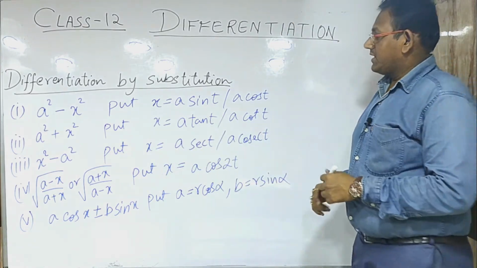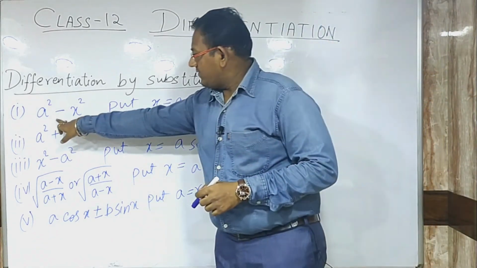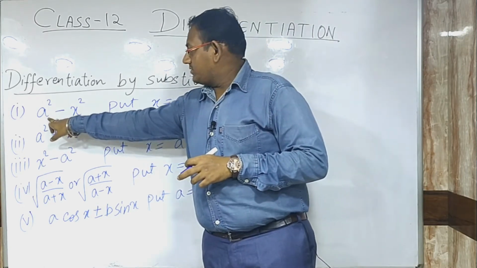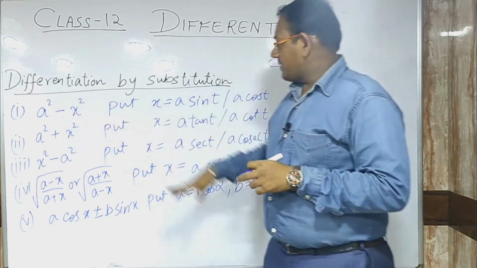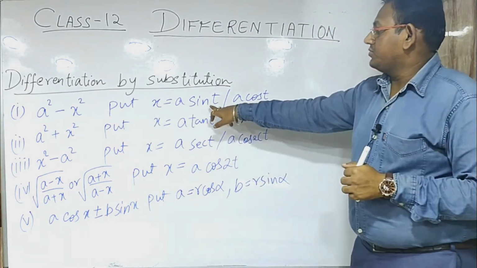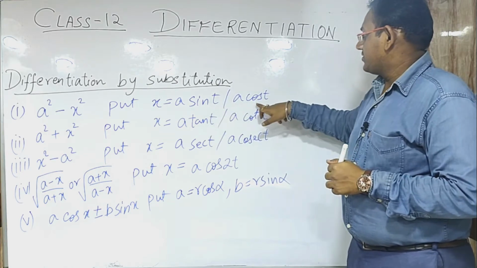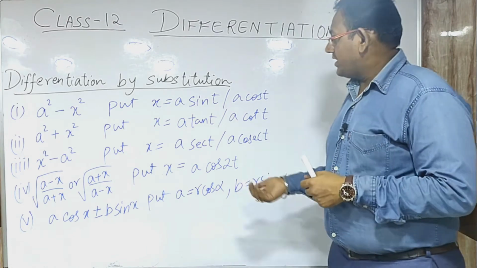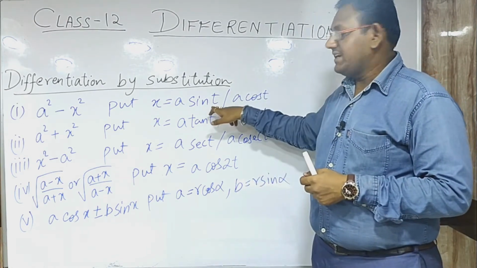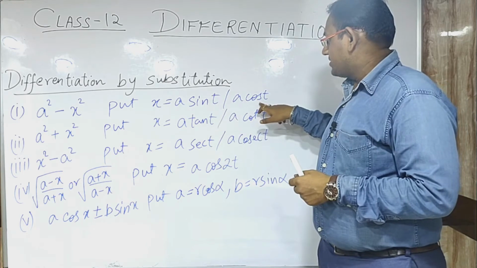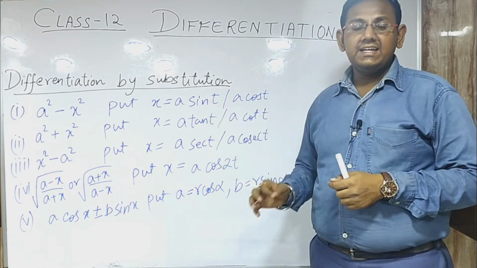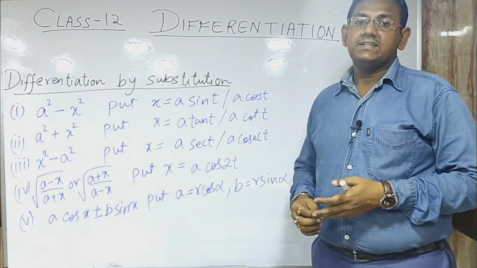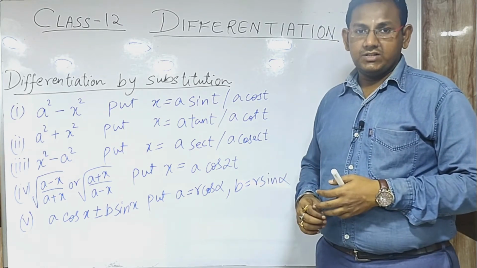Let us start with the first one. Whenever we get this type of question, a square minus x square, in this type of substitution either we can substitute a sin t or we can substitute a cos t. Many of the students generally have a doubt about which one to substitute, whether a sin t or a cos t. This substitution entirely depends on the question itself. Sometimes we need to substitute a sin t and sometimes a cos t. It depends on the question.